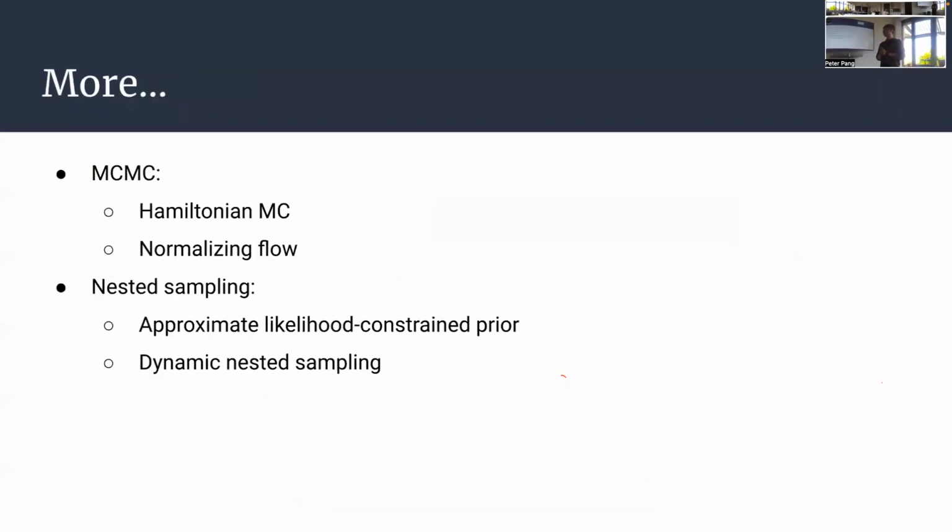Of course, sampling is a very big topic. There's no way I can cover it in this lecture today. Like Hamiltonian MC, normalizing flow is also a powerful tool for sampling. Nested sampling also approximates the likelihood-constrained prior to improve efficiency. And there's something new called dynamic nested sampling, which allows the number of live points to vary as you sample, and therefore you can get a good evidence and a good posterior estimation in the balance that you want. Basically more flexible.